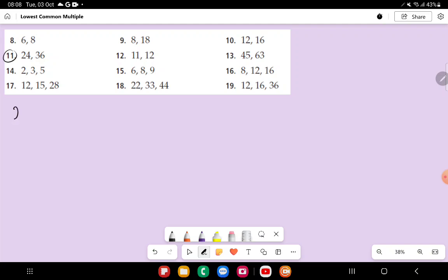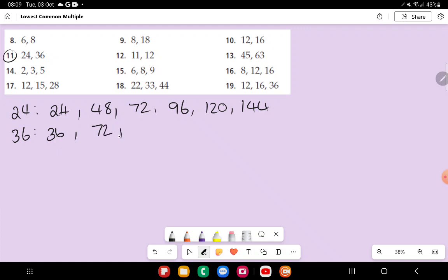We're going to use the numbers 24 and 36. And since we are looking at multiples, a multiple is the answer when I multiply. 1 times 2 is 2, 2 times 2 is 4, 3 times 2 is 6. That 2, 4, 6 is the numbers I'm looking for. So 24 is going to be my first multiple. Then 48, plus 24 is 72, plus 24 is 96, plus 24 is 120, and 144. 36 is going to be 36, 72, 108, 144, 180, and 216.